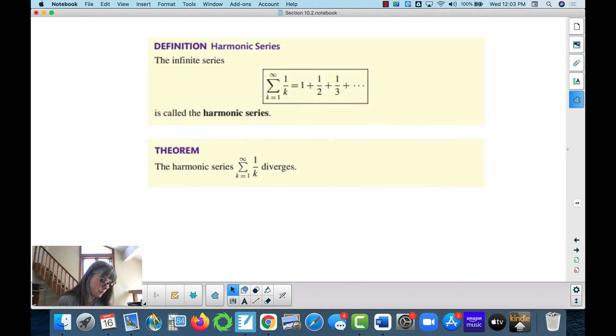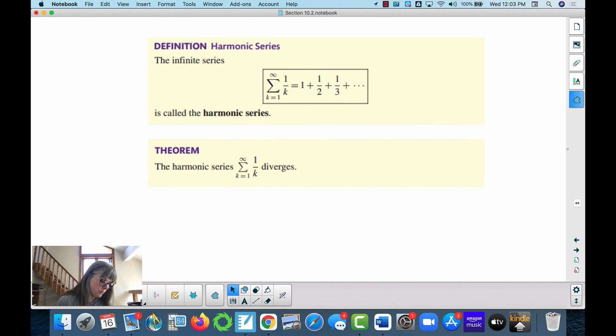A harmonic series is a specific kind of infinite series. It's the one specifically that is the sum of 1 over k. So 1 over 1 plus 1 over 2 plus 1 over 3 plus 1 over 4 and so on. A harmonic series diverges. You're going to want to recognize that harmonic series.